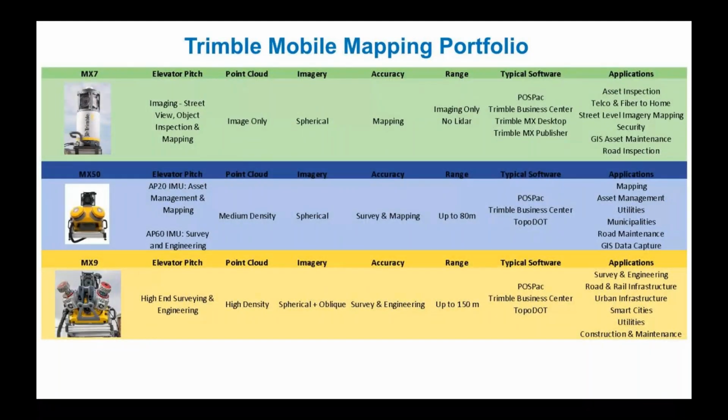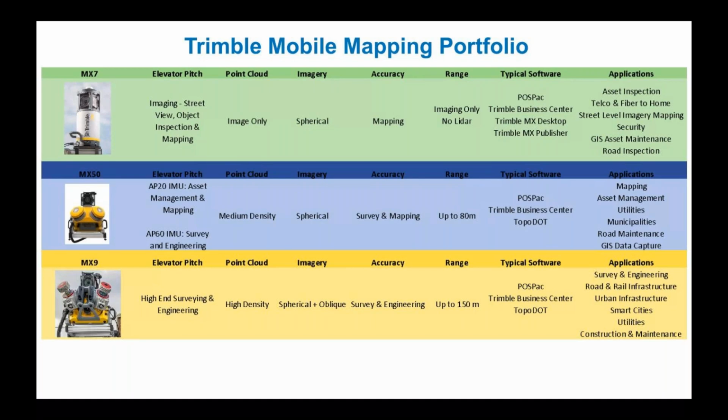So here's that portfolio. I keep mentioning the MX7, MX50, and MX9. Many similarities amongst all three. We'll talk about that more as well. But this gives you in one slide the breakdown of the capabilities. So for panoramic imagery, that spherical camera, which is a Ladybug 5 Plus, that really is the MX7. The 50 and 9 have the exact same camera.